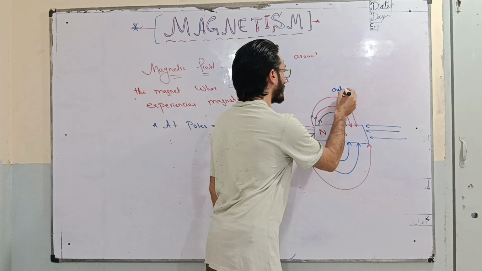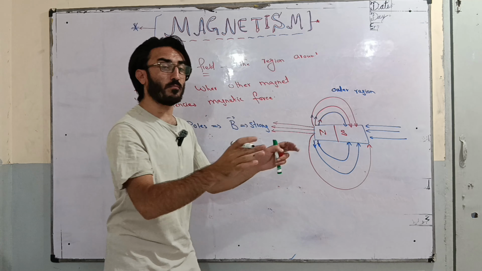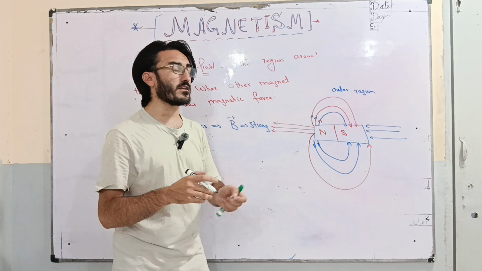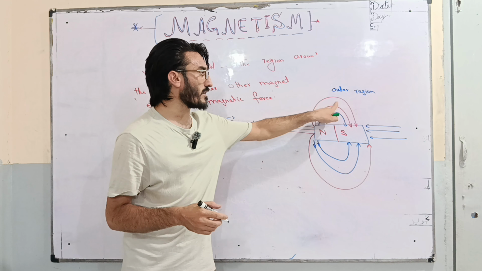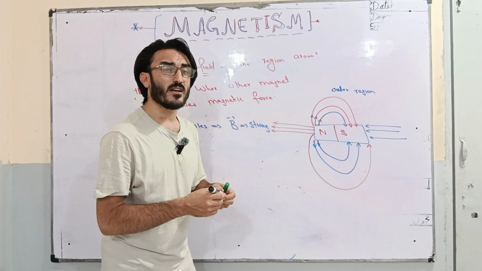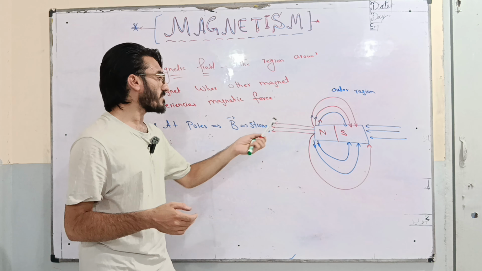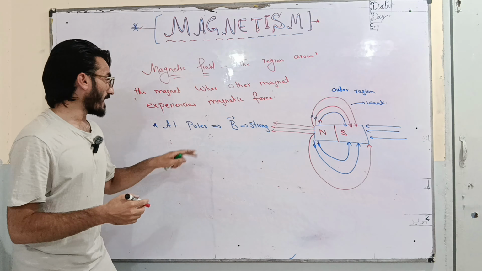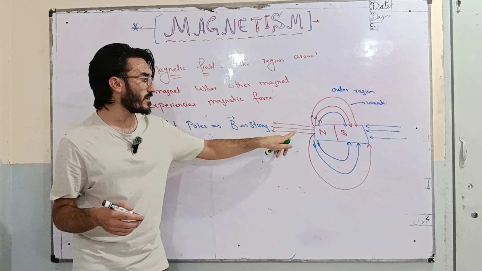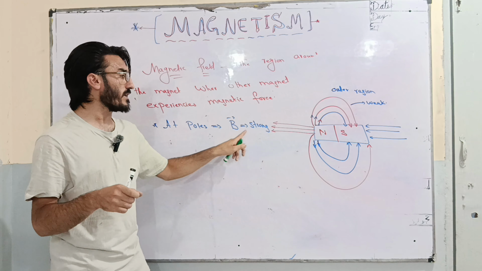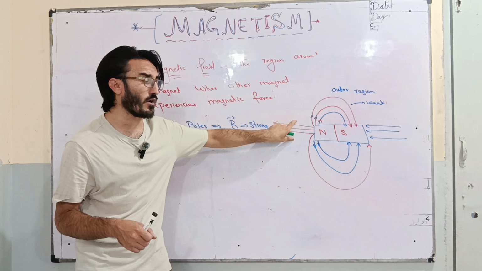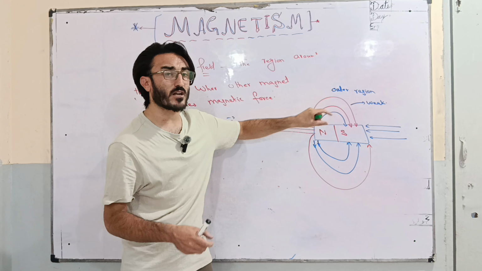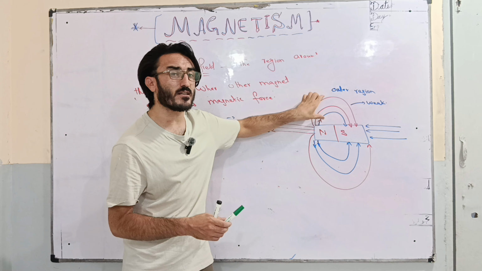For the outer region, out of the poles, the magnetic field lines are not equidistant, not uniform, and not very close. That's why the magnetic field in the outer region is weak compared to the poles. So at poles, the magnetic field is strong. Why is the magnetic field intensity strong at poles? Because the magnetic field lines are very close to each other and uniform. Out of the poles, in the outer region, the magnetic field lines are not uniform or very close. That's why magnetic field intensity is weak.